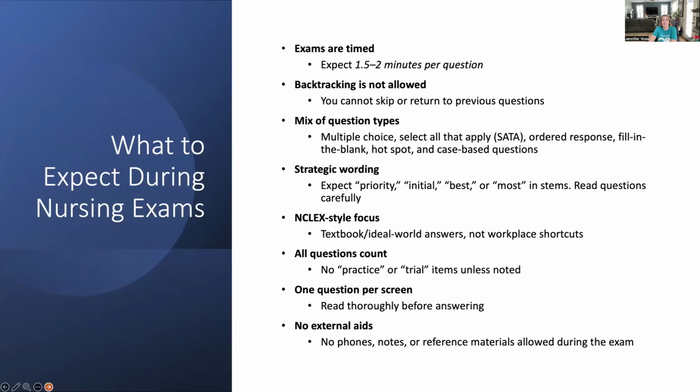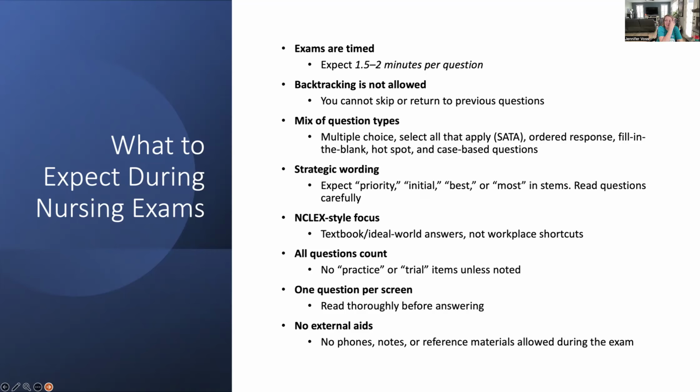All right, and then last but not least, what to expect during nursing exams. Our exams are timed. You can expect anywhere from 1.5 to 2 minutes per question. So if we have a 30 question exam, you're going to be timed at 45 minutes, right? Personally, I give you guys 2 minutes when there's math in there. So it depends on how much math we have in an exam before I can say this is how much time you'll have.